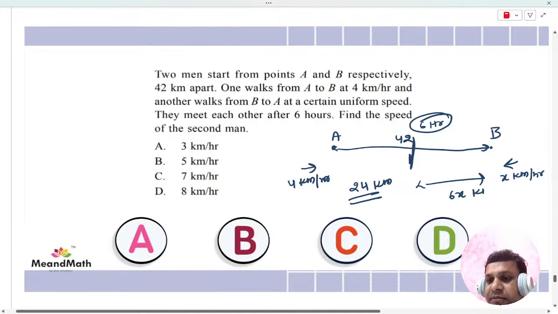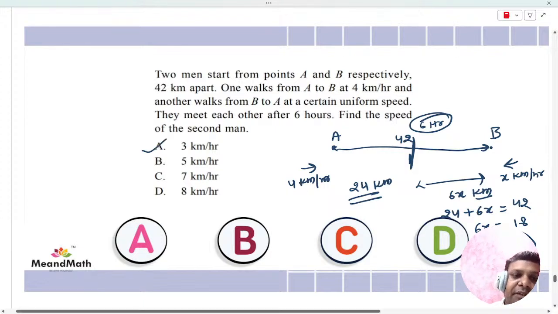Distance is equal to time into speed. So 24 plus 6x is equal to 42. 6x is equal to 18. x is equal to 3 kilometers per hour.